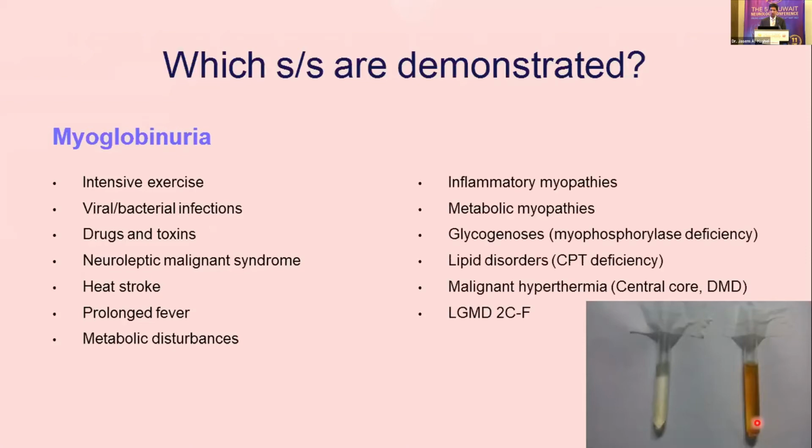And the common muscle diseases that have it are the inflammatory myopathies, metabolic myopathies, glycogenosis, lipid disorders, malignant hyperthermia, and some of the limb girdle muscular dystrophies.